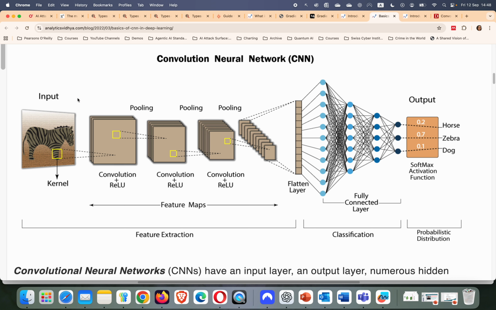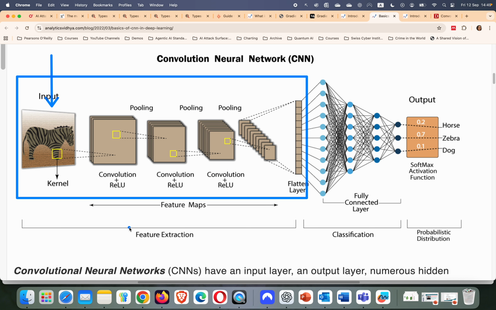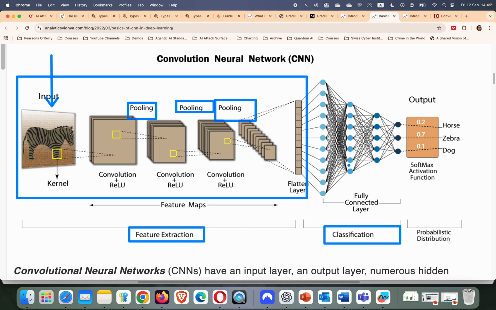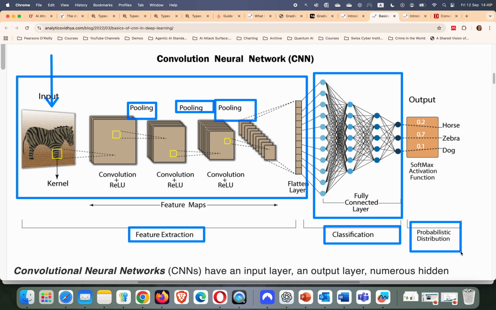This is one explanation. If that makes sense to you, fine. If it doesn't, let's look at this from a different perspective, where the input is just an image of a zebra or a horse or something. Then this whole section here is basically the feature extraction section, when you extract features from the image. So the pooling is basically a feature extraction section. Then you have the classification section, using the fully connected layer, and then you have the probabilistic distribution, which is the output. It's telling you, is this a horse, is it a zebra, is it a dog, and it gives you different percentage points: 0.2, 0.7, 0.1. So it's very likely to be a zebra.